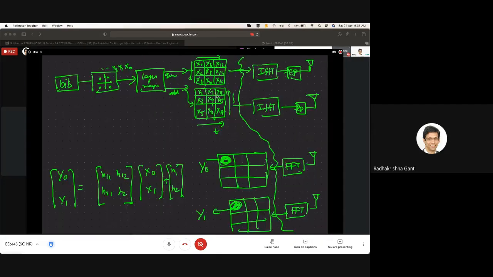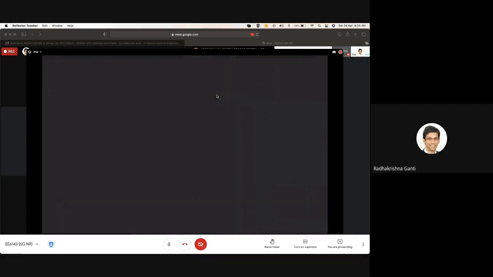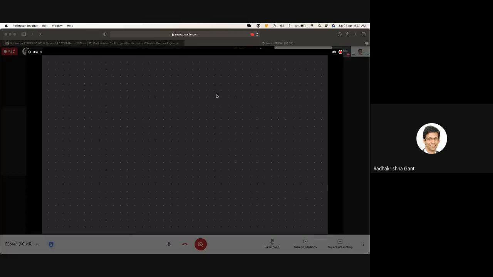So now that we know how OFDM and MIMO integrate, essentially it's MIMO for each resource element, and there's an independent single tap MIMO channel for each resource element. So now let us talk about the precoder.